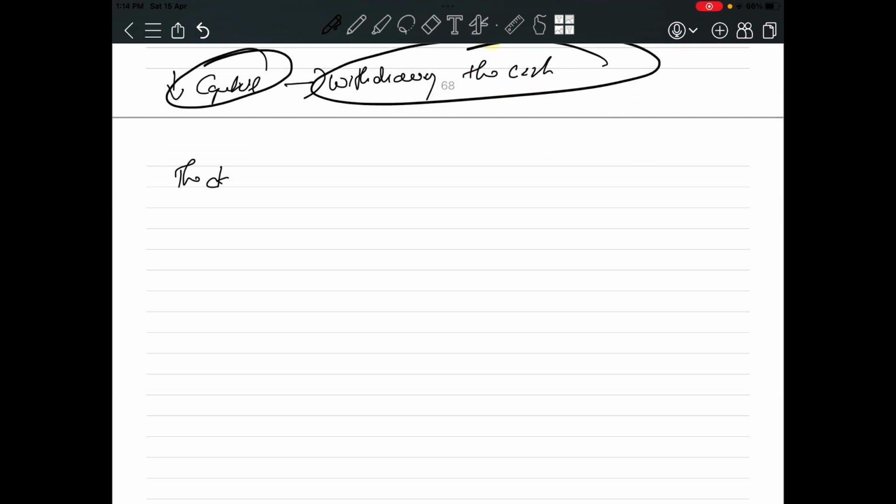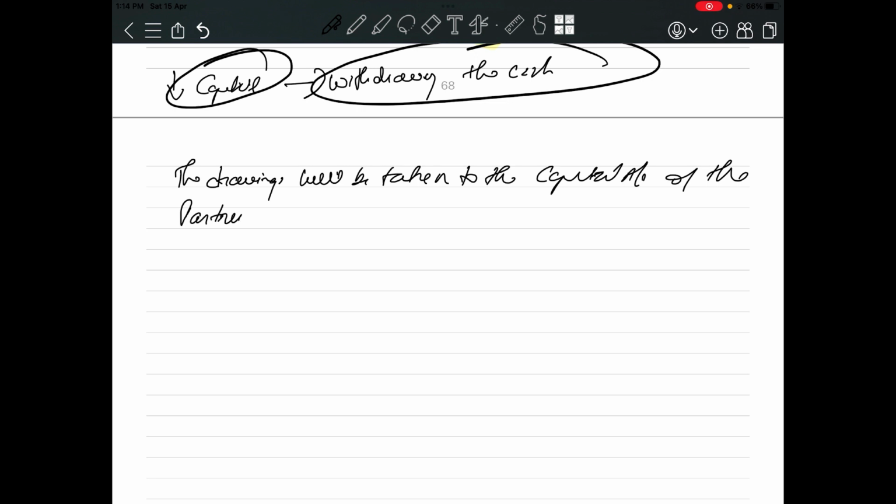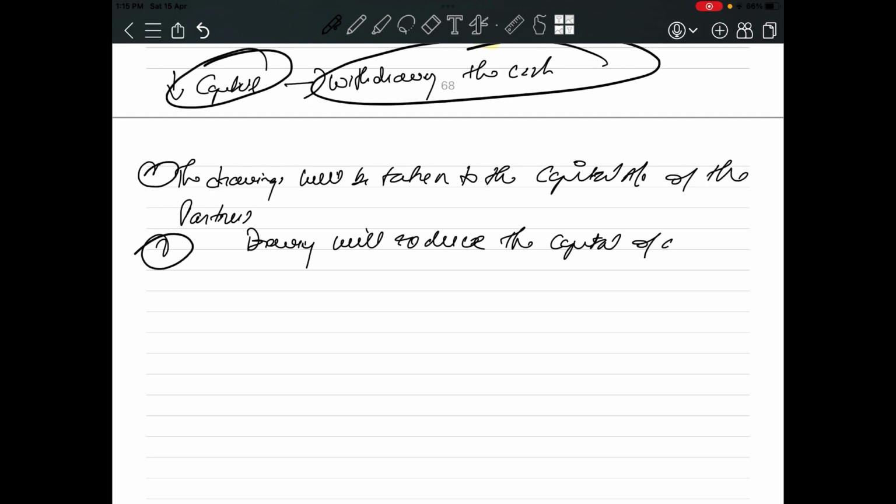So you can write this: the drawings will be taken to the capital account of the partners, because when we withdraw some money, we will be withdrawing from the capital. Our capital will be reduced. This is point number 1. Point number 2, drawings will reduce the capital of a partner.